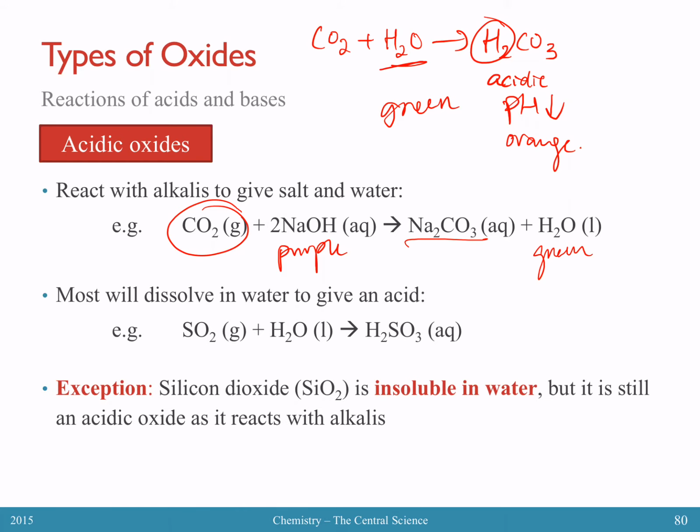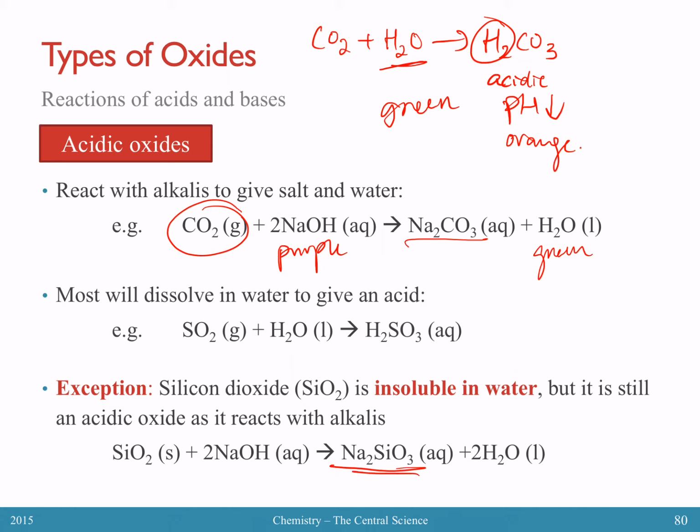Okay? So there's one exception that does not dissolve in water. Silicon dioxide, it is insoluble in water, but it still can react with alkali. For example, this. Do you need to know what's the salt being formed? No need. You just need to know it is an example of an insoluble acidic oxide. But it is still an acidic oxide because it reacts with alkalis. Okay, I know this equation is quite hard to remember. Never mind. You don't really need to memorize this equation. You just need to know the properties.